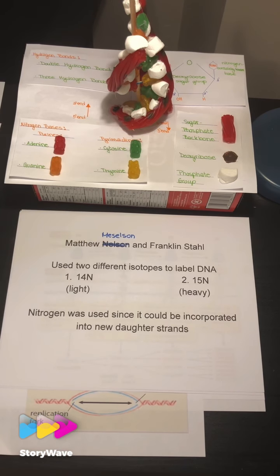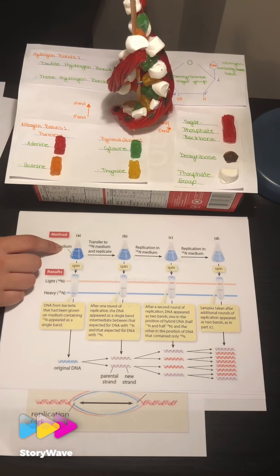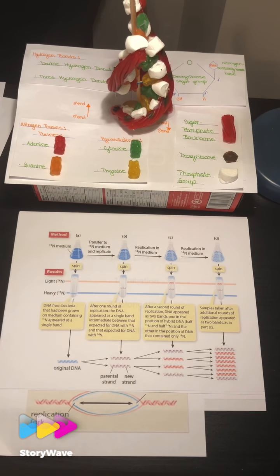So how did the experiment go? They first put the bacteria in an N15 medium, and then transferred it to an N14 medium, the light nitrogen. After the transfer, they saw that the DNA sample formed a single band, and the density of that band was between N15 and N14. The scientists concluded that the DNA was composed of one strand labeled with N14 and one strand labeled with N15, and that's why they ruled out the conservative model.